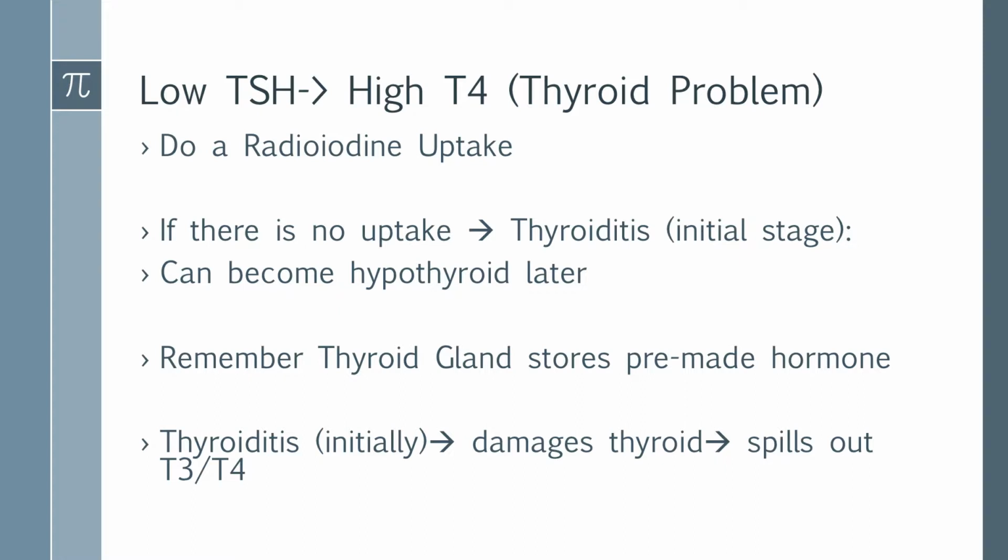So your uptake is going to be low. Your uptake only goes up when you're actively making the thyroid hormone. The thyroid just got damaged. It secreted whatever stores it had. It's not making hormone right now. So initially, with thyroiditis, you'll have hyperthyroidism symptoms.